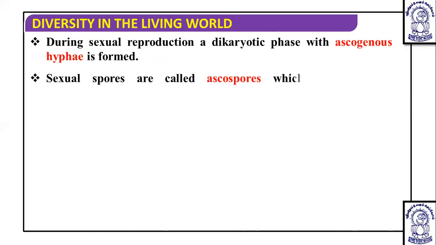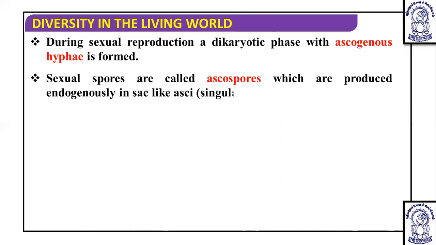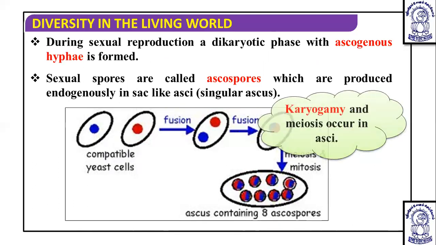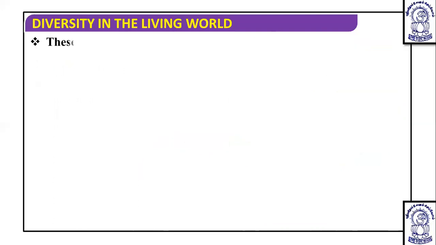But before that, you should understand that during sexual reproduction, in a dikaryotic phase, ascogenous hyphae are formed. Sexual spores are ascospores, which are produced endogenously in a sac-like structure, and compatible cell fusion will occur. The two nuclei will come, fuse, and a zygote will be formed. After this, meiosis and mitosis will occur, and the ascus contains 8 ascospores. So karyogamy and meiosis occur in the asci or ascus.